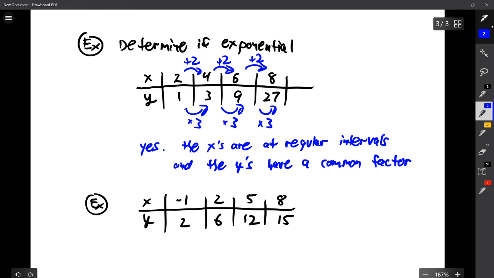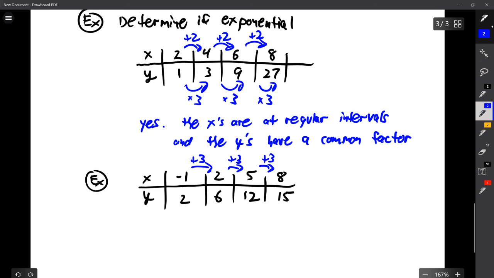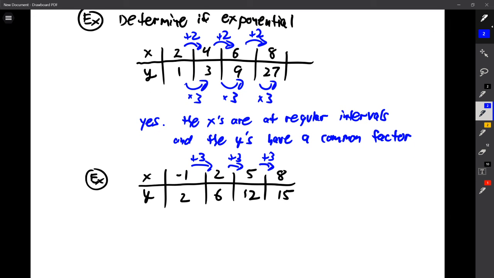Do we have a common difference in our x values that we're given? Well, let's see. To get from there to there, we're going to add 3. To get from here to here, we're going to add 3. To get from here to here, we're going to add 3. So we do have a common interval of x's. Let's see what's happening with our y's. To get from here to here, we have to multiply by 3. But to get from here to here, we have to multiply by 2. And I could honestly stop there.